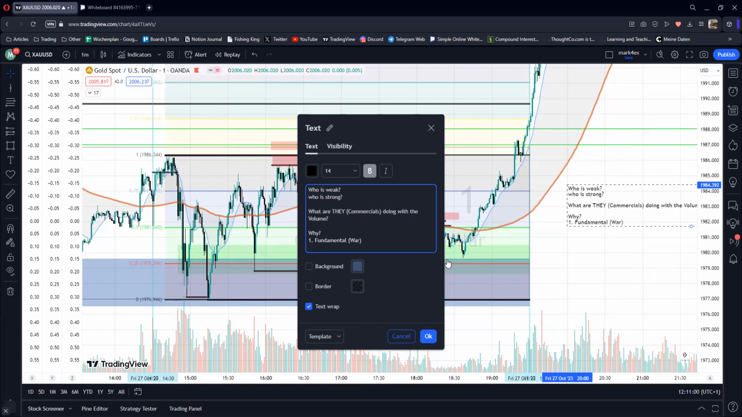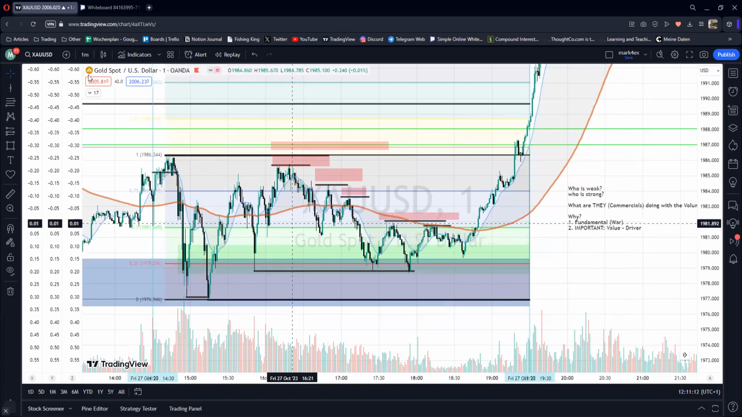War, for example. People are scared. The second reason, and more important reason, is value. Value is the driver. So we can now look at a couple of values.